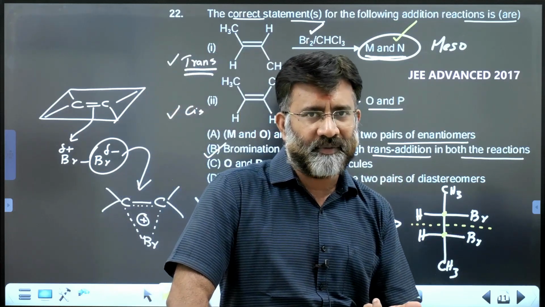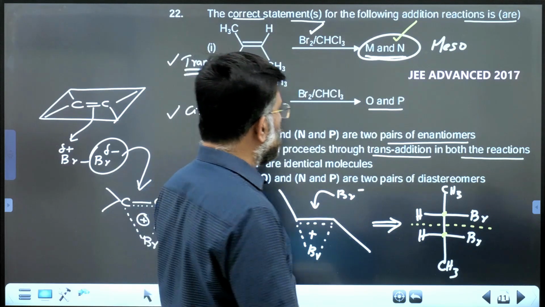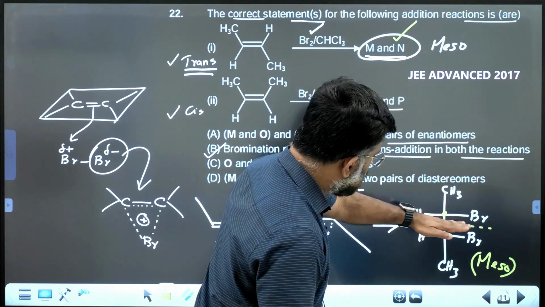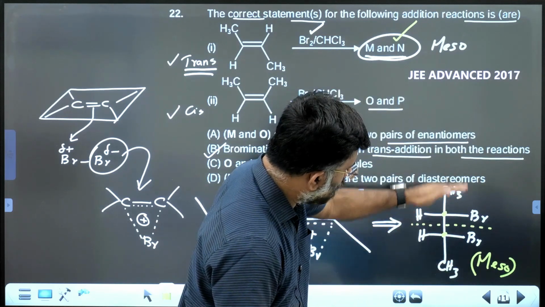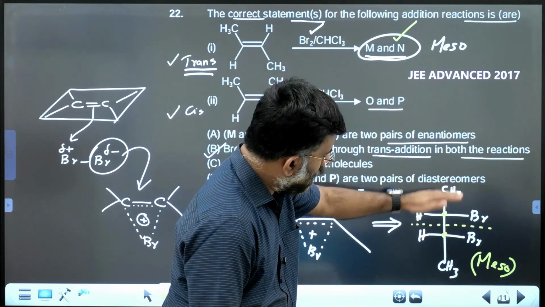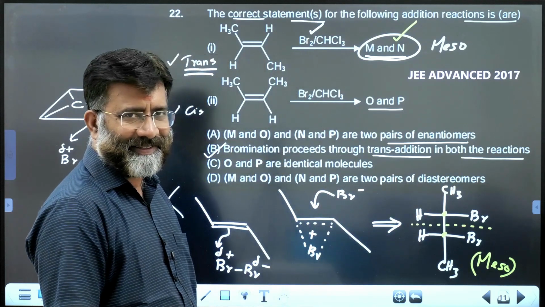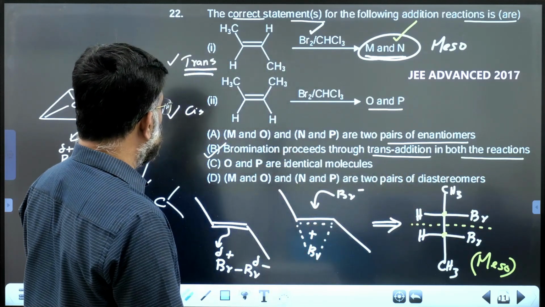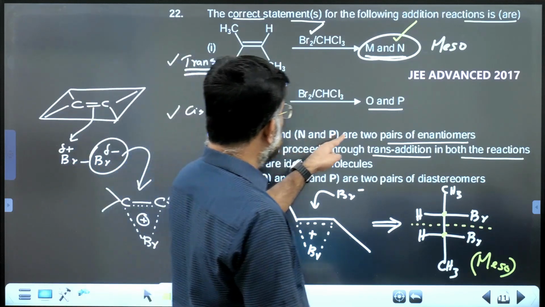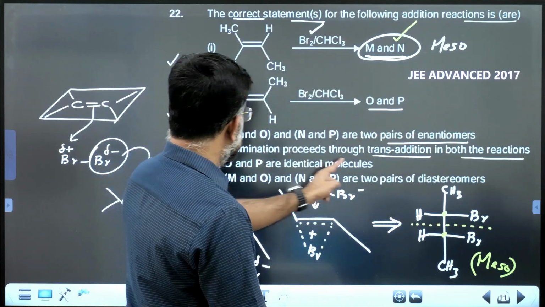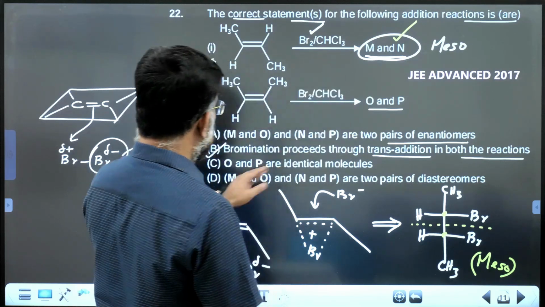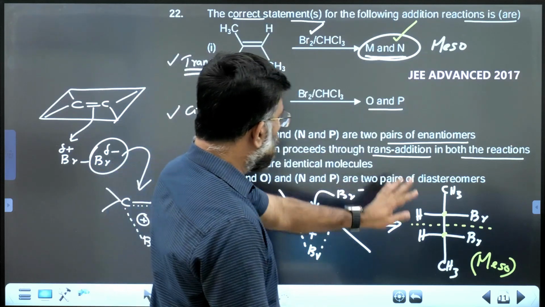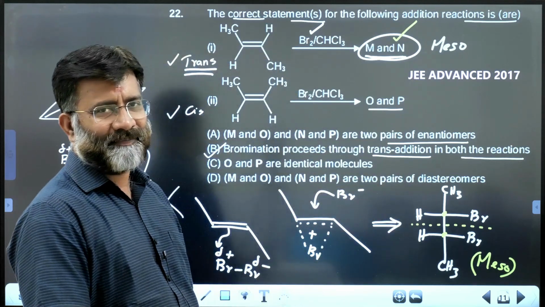The net optical activity is 0, and such a molecule is called a meso. There is a plane of symmetry. You can see the top and bottom portions of the molecule are the same. So M and N are identical. Do we have such a combination? M and O, N and P, two pairs of enantiomers? O and P identical molecules? No, it's wrong. This we have to investigate. M and N identical, right?